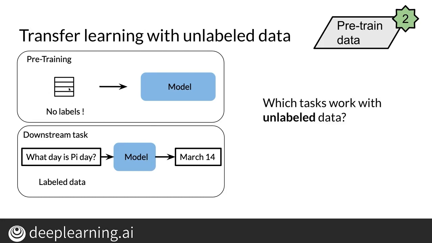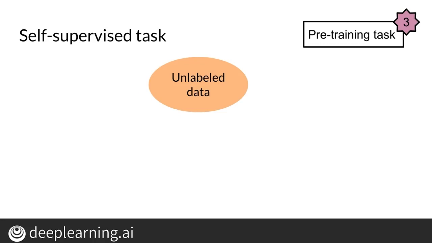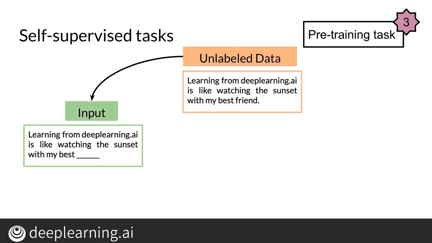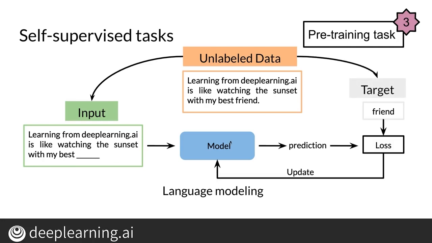So which tasks work with unlabeled data? This is a self-supervised task. You have the unlabeled data, and then you create input features, and you create targets or labels. This is how it works. Say you have the unlabeled data: "Learning from deeplearning.ai is like watching the sunset with my best friend." You create the input and then a blank: "the sunset with my best blank." So you're trying to predict "friend." You feed this into your model, you get your prediction. The target is "friend," your prediction goes in, you have the loss here, and then you use this loss to update your model. This is basic language modeling that you've already seen before.